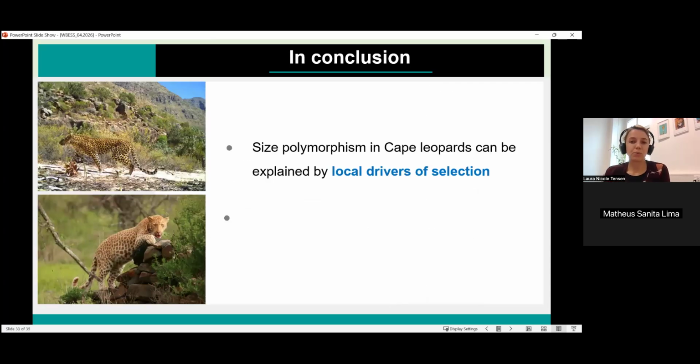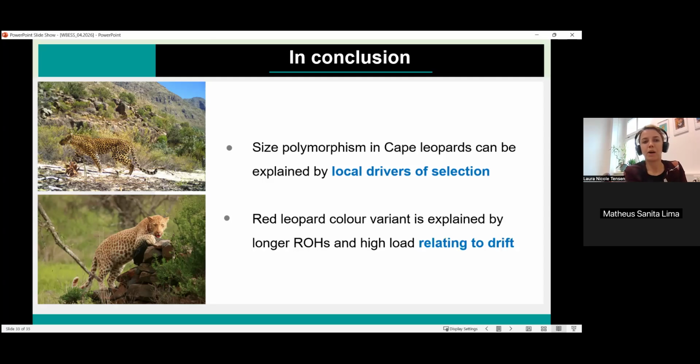Yeah, so then in conclusion, we think that the size polymorphism in Cape leopards can be explained by local drivers of selection. So we think that this is in the face of nutrient scarcity, lower prey density, and more extreme seasons in this region, the fynbos biome. Whereas we think that the red leopard is genetic drift. So we think that due to increased relatedness in the area, we can see slightly longer runs of homozygosity, and we found a higher genetic load relating to genetic drift in this population.